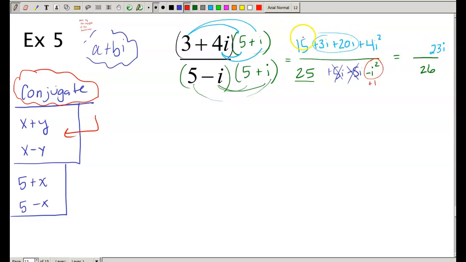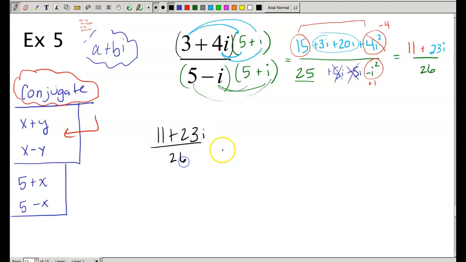And when we talk about the numbers, we'll have 15 plus 4i squared. Again, i squared is equal to -1, so 4 times i squared is equal to -4. So really I have 15 minus 4 here. I can combine this and this, and that's going to give me 11 plus 23i, and then all divided by 26. So there's my answer. I'm going to write it again down here: 11 plus 23i divided by 26.